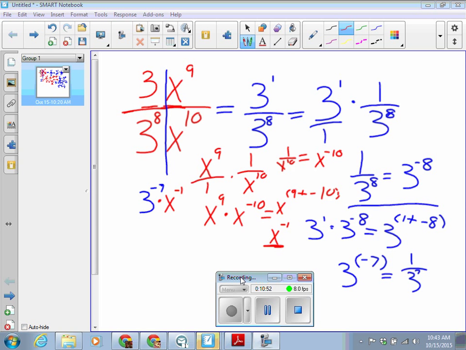So I have 3 to the negative 7th power times x to the first power. Well, if I use what I know, we're multiplying, so that means we're adding our exponents. 3 to the negative 7 plus negative, oh, I'm sorry guys, I told you the wrong thing. Our bases are different. See, our bases are different, so that is our problem. We cannot add exponents when our bases are different.